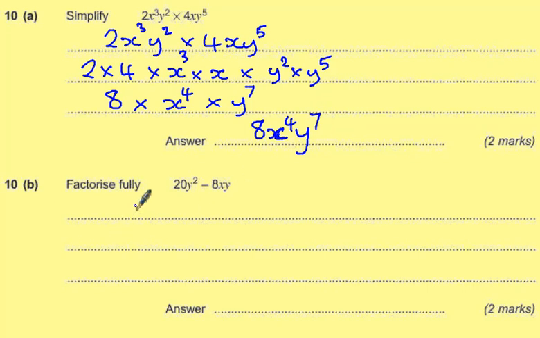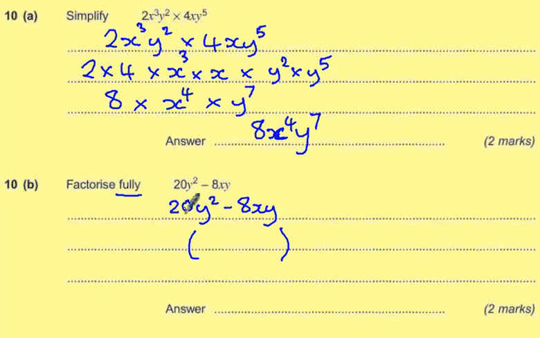10 part B says factorise fully. Note the word fully, so that's indicating there's both a number and a letter to come out in the factorisation. So 20y squared minus 8xy. So we're looking to put this into a single bracket, because there's just 2 terms.